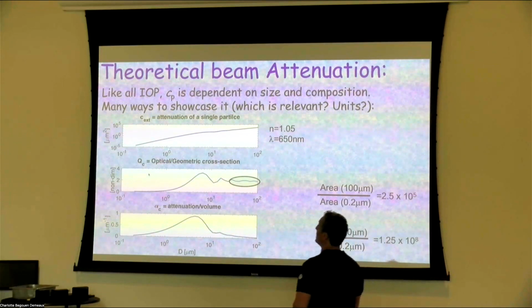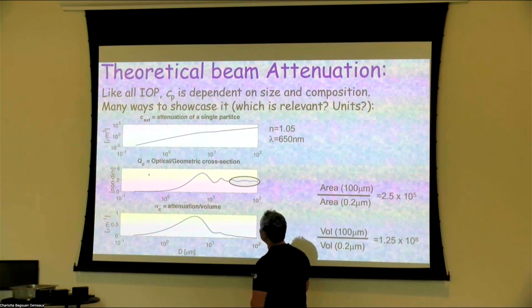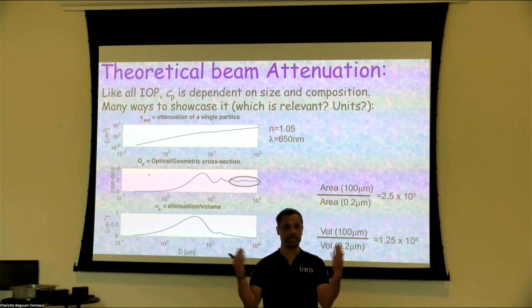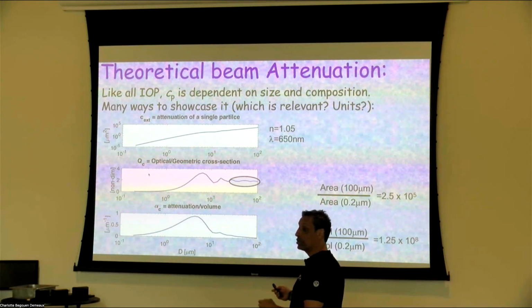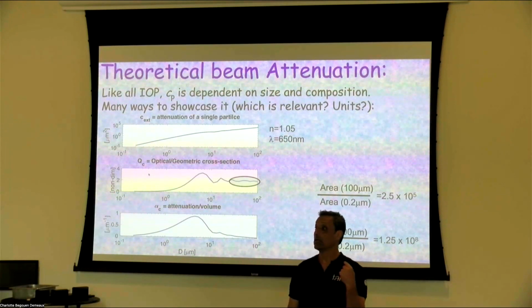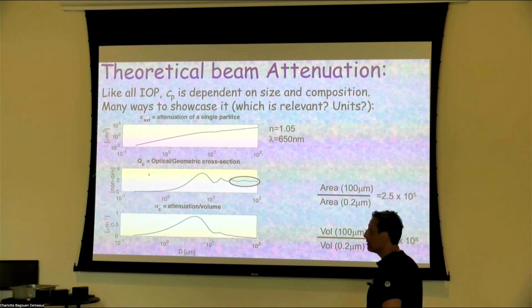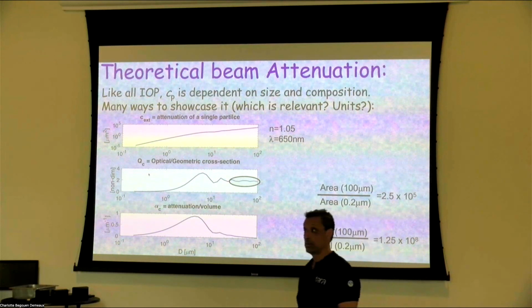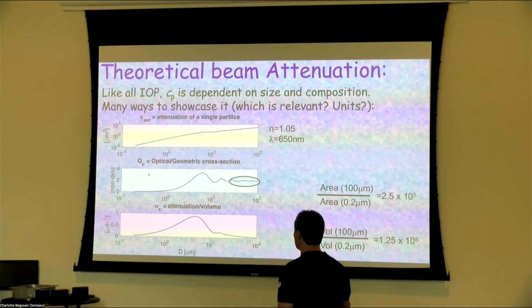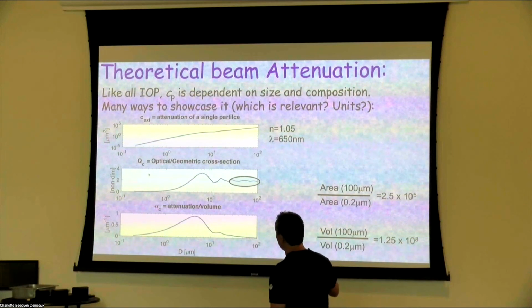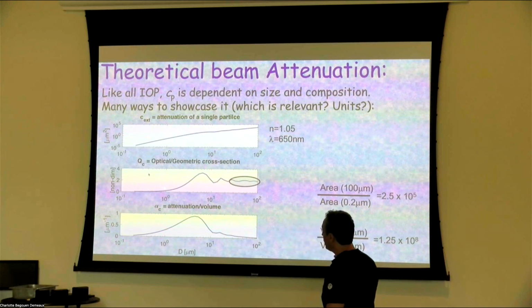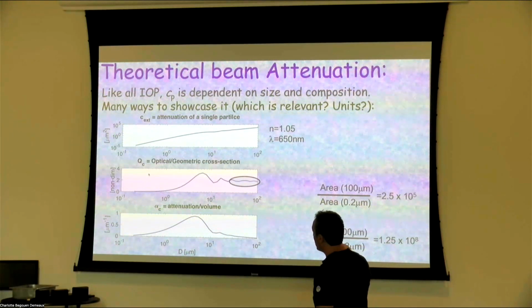Now I'm looking at that same property, but I'm normalizing by the geometric cross-section. So I'm taking the beam attenuation of a single particle and dividing it by its cross-sectional area. What do I find? Initially, it's very low. Then as the size of the particle grows, it goes up, oscillates a little bit, and then stabilizes on the value of 2, so twice the cross-sectional area for a large particle. This is in microns. So this is 1 micron, and this is 10 microns, and phytoplankton are in this region.